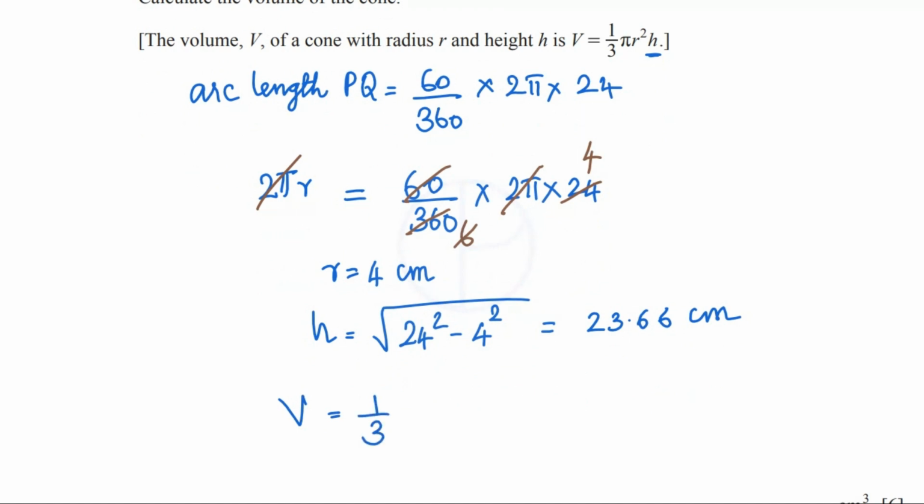Now let's calculate the volume. V is equal to 1 by 3 times pi times 4 square times 23.66. So volume is equal to 396.499. We'll correct to one decimal place, so we get 396.5.